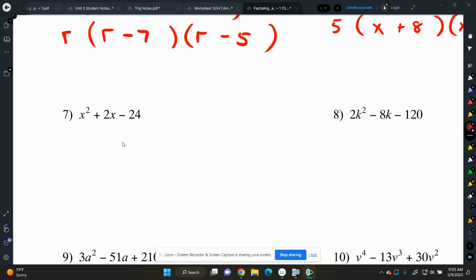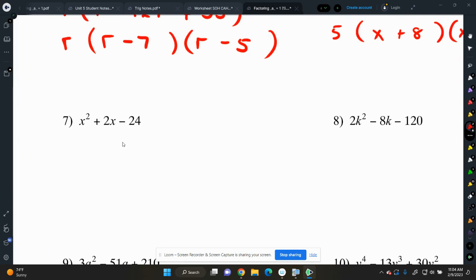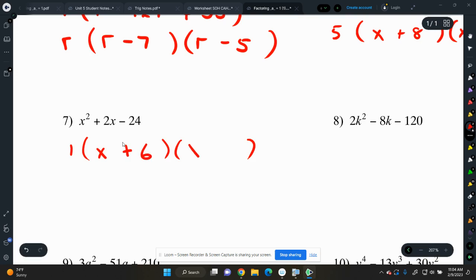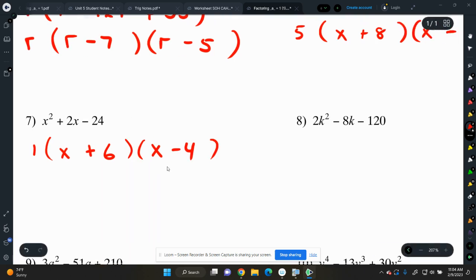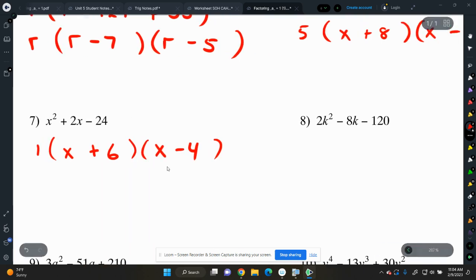Okay. Let's see. Timmy, number 7. X plus what was it? 6. Good. X plus 6. X minus 4. Very good. Okay. All right. Nico. Oh, yes, question. When it's already in the form that you need it to be, do you have to put the 1? No, you don't have to.